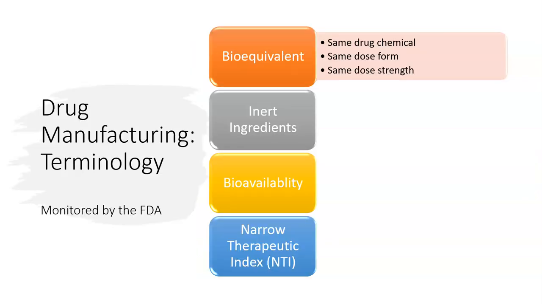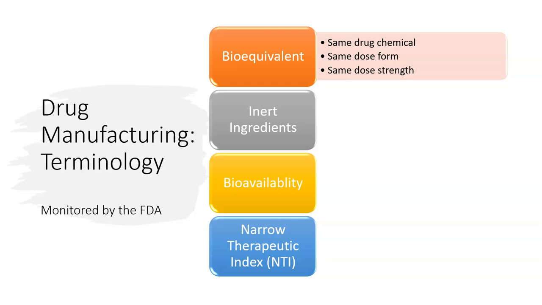Some terminology with manufacturing. Bioequivalent, that's not just a manufacturing term, but something that use of the medication is important. Now, again, the manufacturing is overseen by the FDA. So a drug that is bioequivalent, that's for a generic drug. It has to be equivalent in the body as the trade name drug. They have to have the same drug chemical, the same dose form, and it has to be at the same strength. Generic drugs do not have to have the same bioavailability.